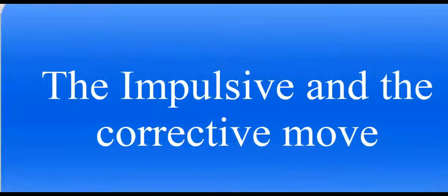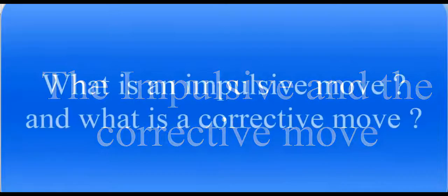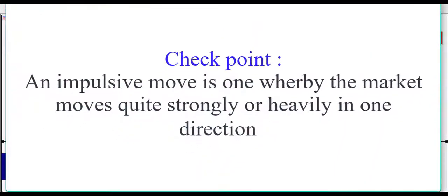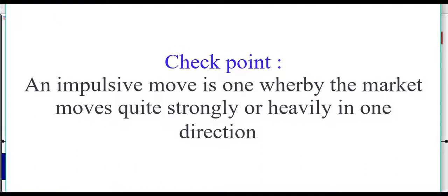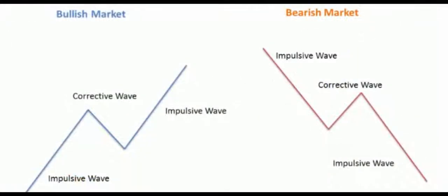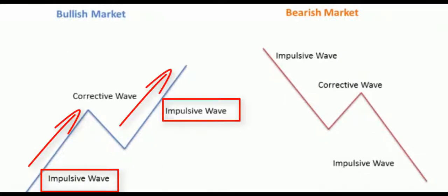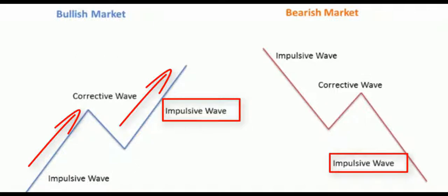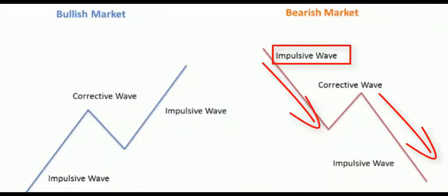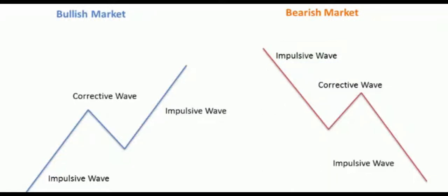Another component of the market structure is the impulsive and corrective move. So what is an impulsive and a corrective move? An impulsive move is one whereby the market moves quite strongly or heavily in one direction, covering a great distance in a short period of time. They are generally more volatile and provide us with a great opportunity to get more reward with less risk, since the market will stretch more easily in one direction.